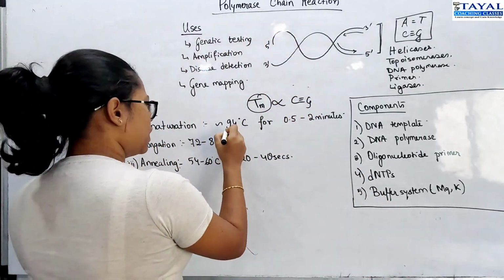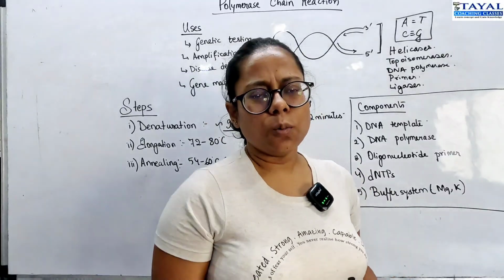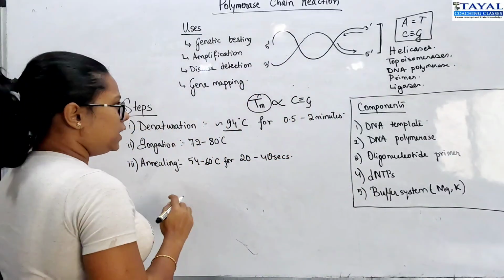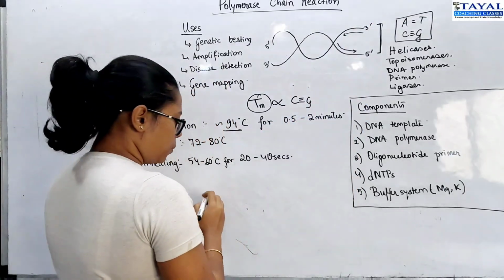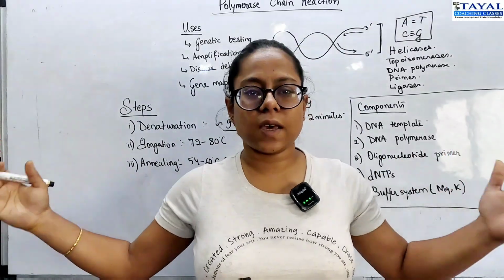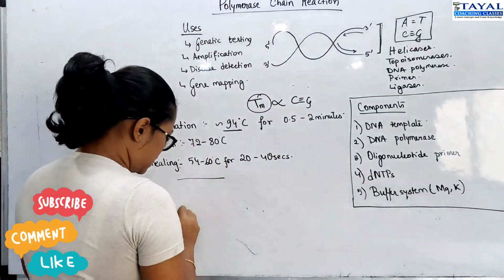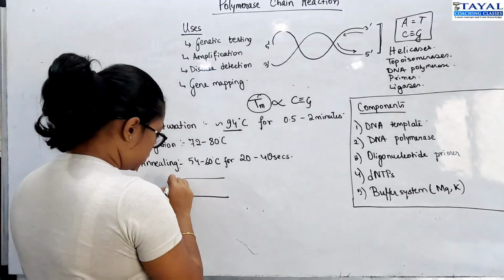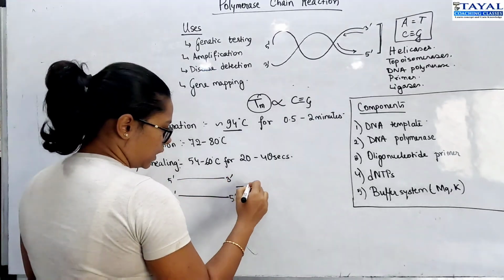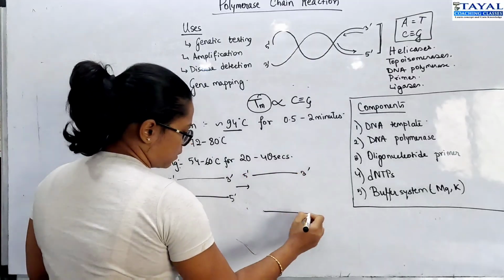On an average, it's about 94 degrees Celsius. For 0.5 to 2 minutes, we would expose the DNA strand, and that would lead to the formation, not really of the replication fork, because replication fork is formed in the case of a large segment of the whole DNA. But here, because we take smaller segments, if this was the original, then there is going to be strand separation. They will become separate.